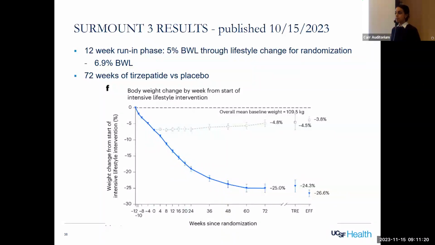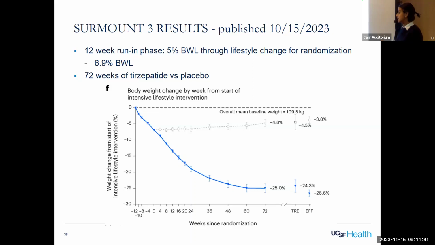SURMOUNT-3 was published about a month ago, and they decided to add in this run-in phase. So with the SURMOUNT-3 design, patients had to lose at least 5% of their body weight loss through intensive lifestyle intervention over the course of 12 weeks. This group had a really impressive near 7% body weight loss prior to randomization.